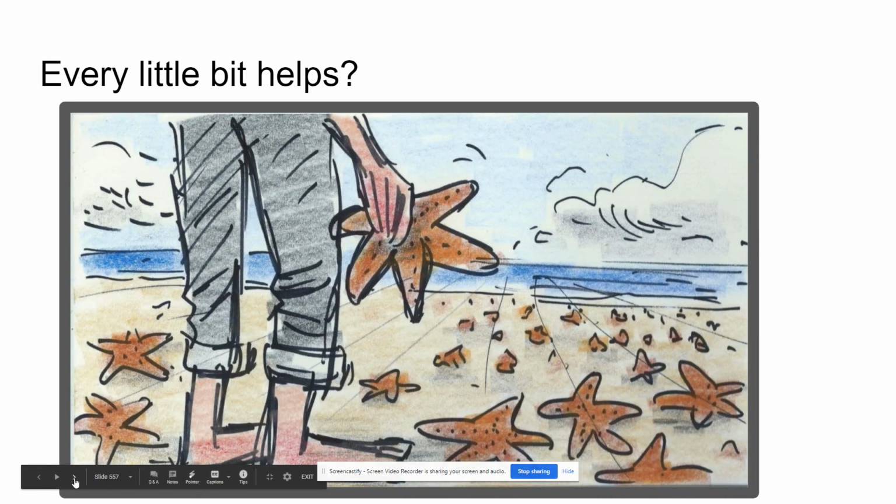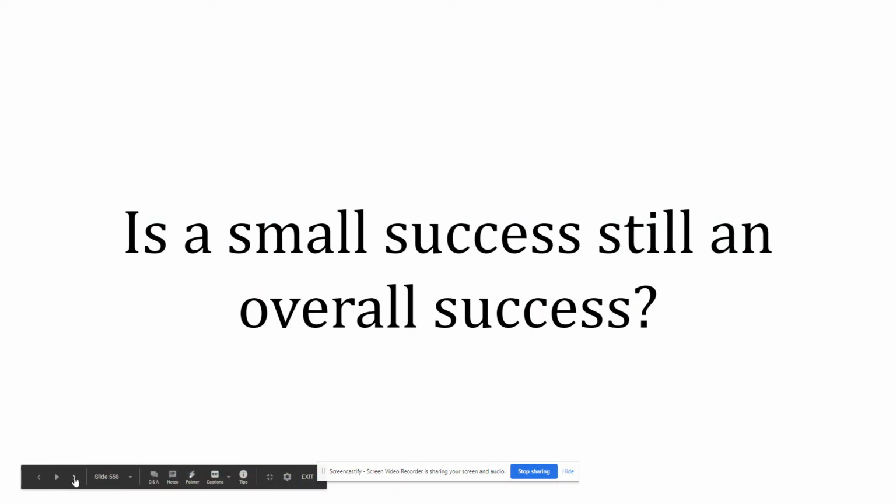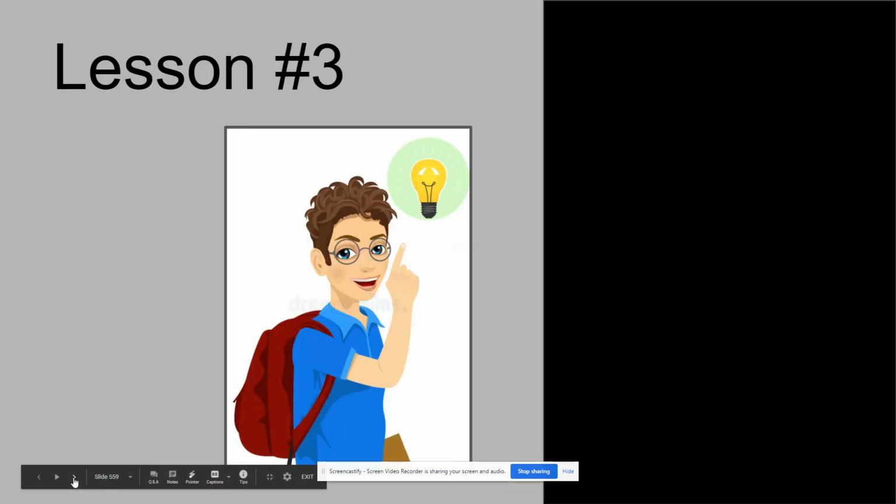Now, some would say that it was a waste, it was a failure. But if you know that starfish story, maybe you can't throw every starfish that washes up on the beach back into the ocean. Maybe you can't save them all, but you can save some. That's the point of that story. And maybe if we could get rid of a little bit of alcohol, that's still considered a win. So is a small success still an overall success, or do you need a huge success to be happy? I think that's an important question to ask.